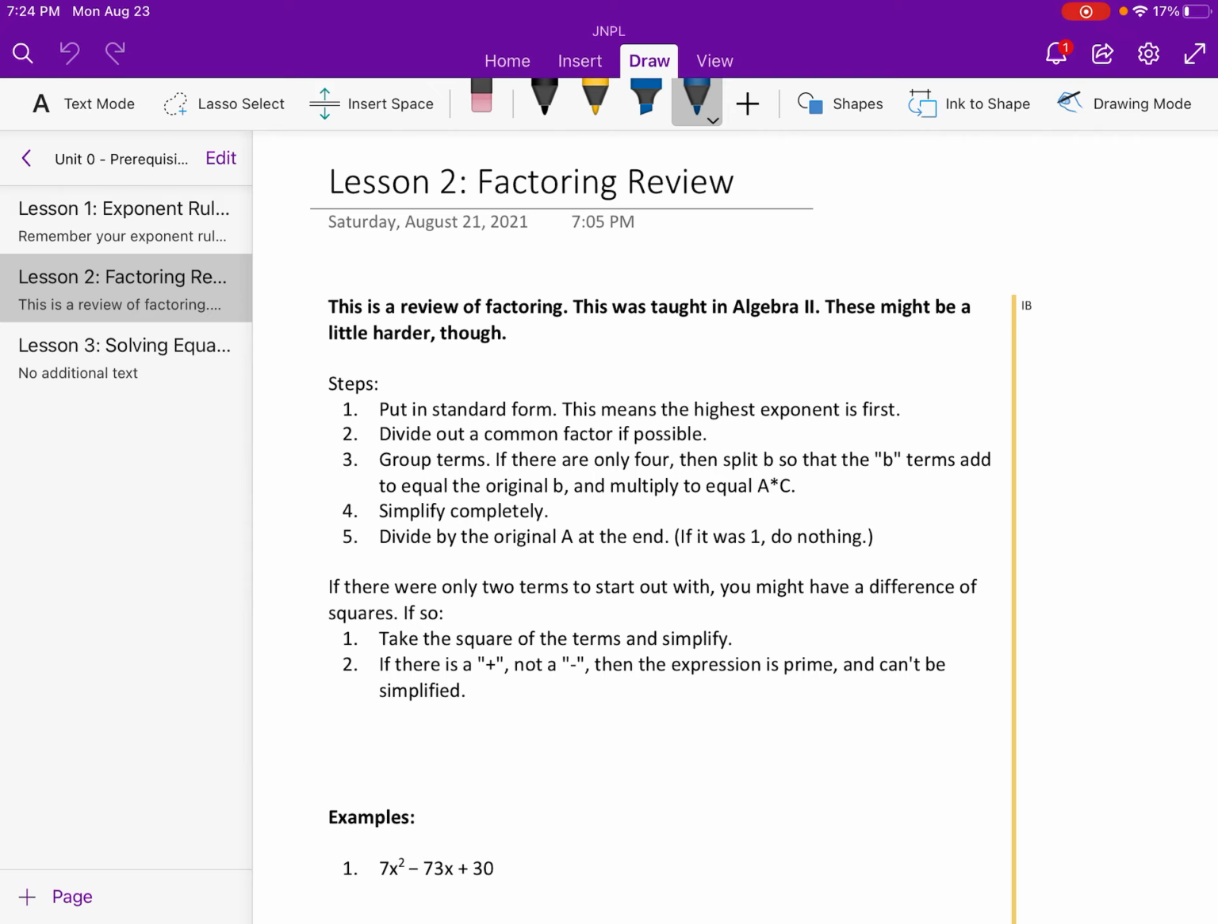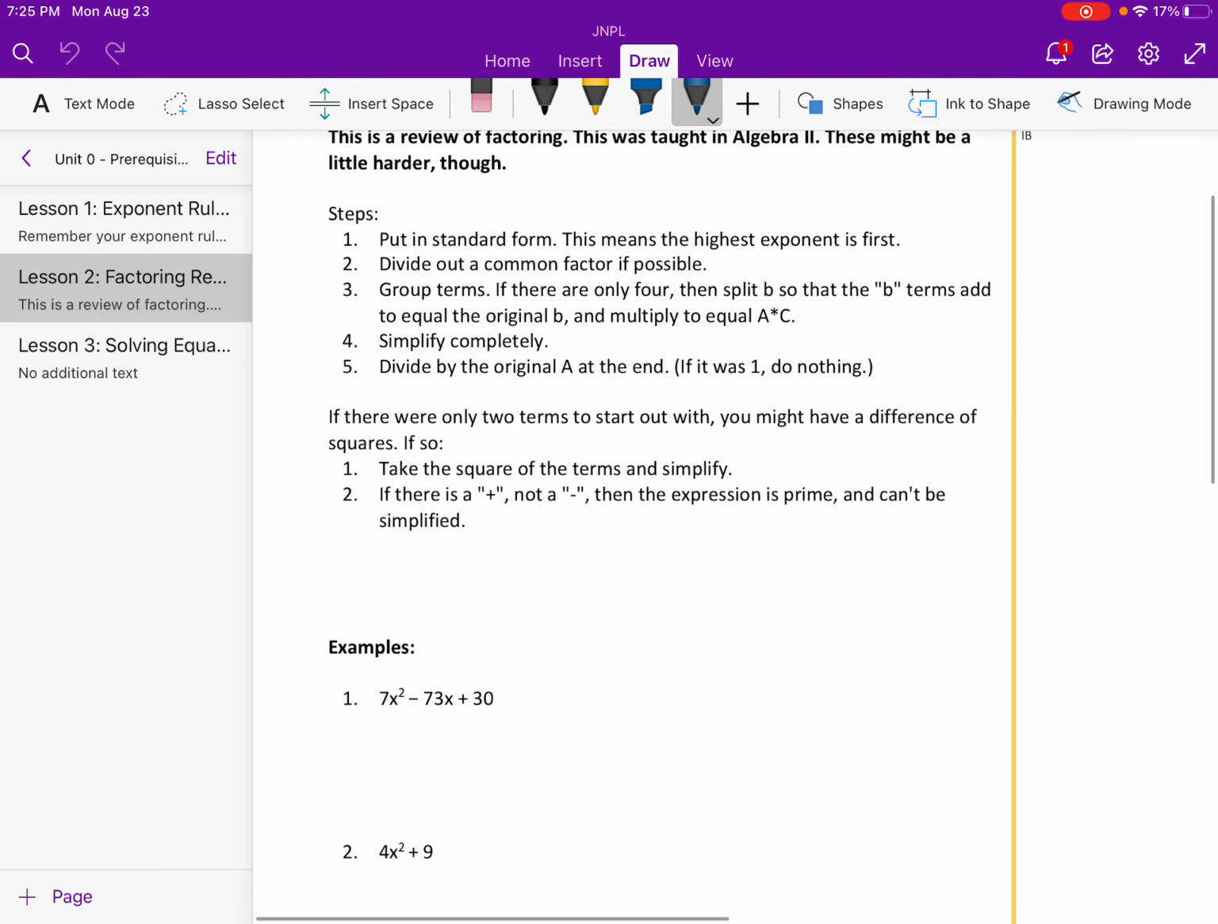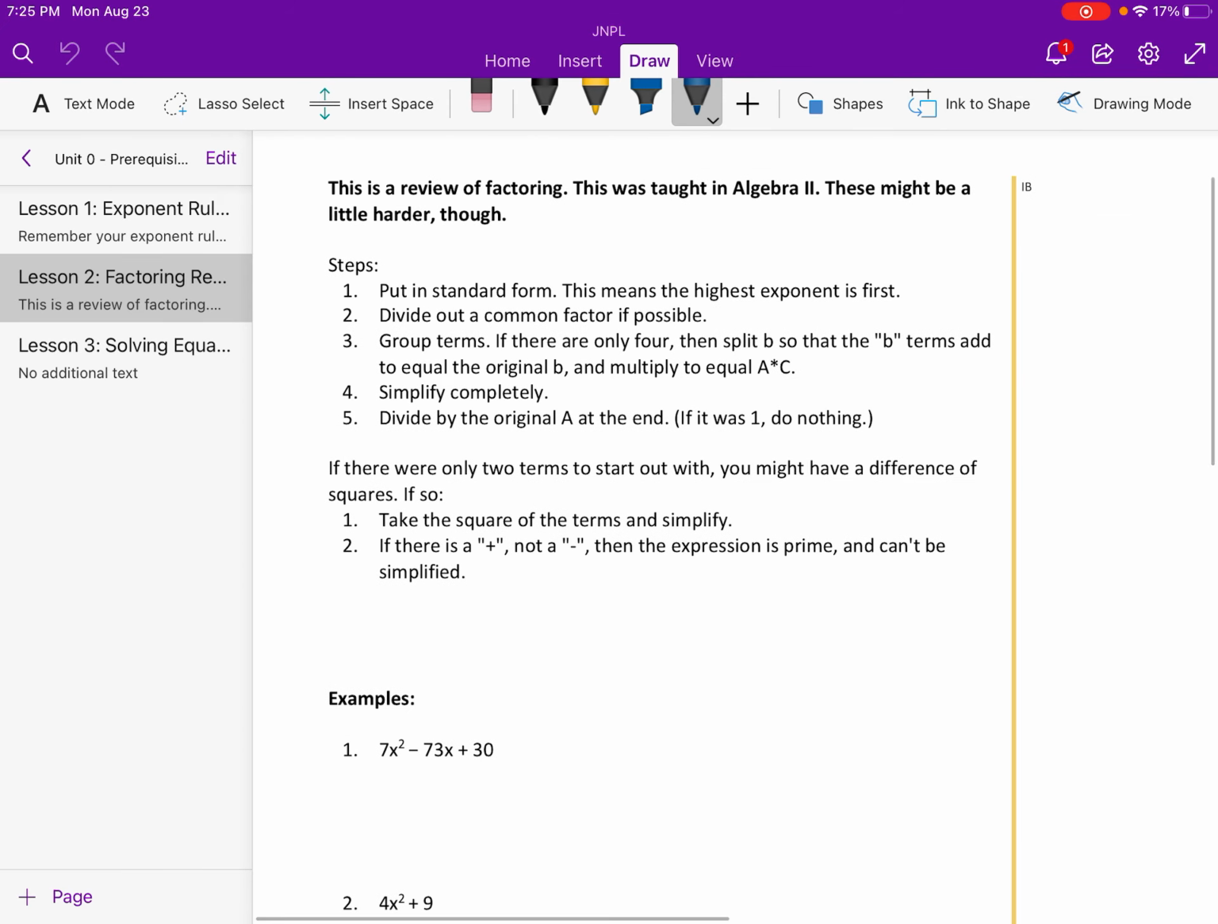This is Unit 0, Lesson 2 on Factoring Review. So, the next thing that you already have learned but should be reviewed is factoring. Maybe that was something that was hard for you in Algebra 2, so at least this is a review, but we might expand beyond what you might have learned, but mostly it's the same.